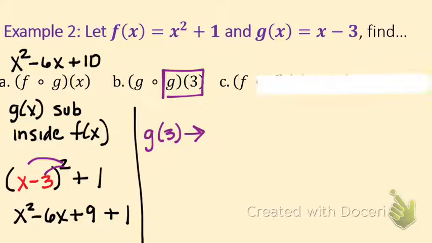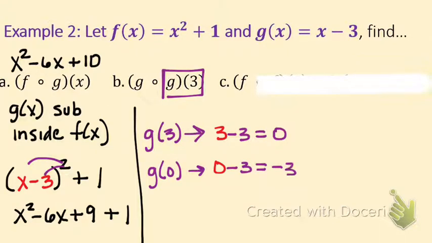So what do you get when you substitute 3 into your g function? 0. Because 3 minus 3 is 0. So now what you're going to do is take that answer that you got, which is 0, and substitute that back into the g function again. So step number 1 is to find g of 3, and then take your answer and put it back into your g function. So now we're going to find g of 0. And that would be 0 minus 3, and that would be a negative 3. So your final answer is -3.